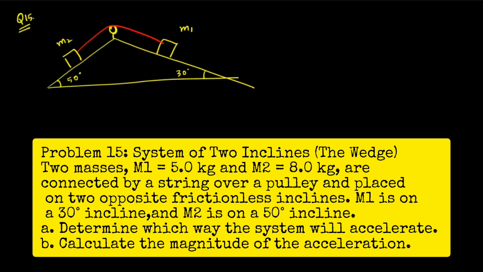So the question is, determine which way the system will accelerate. Which way the system is going to accelerate will depend upon the force that both the masses are going to experience. And how can we find that? By simply understanding which force is pulling them down the incline. Here it is going to be M2g sine 50. Here it is going to be M1g sine 30. So whichever is more in magnitude, in that direction the system will accelerate. Find out and tell me which one is bigger, M1g sine 30 or M2g sine 50.